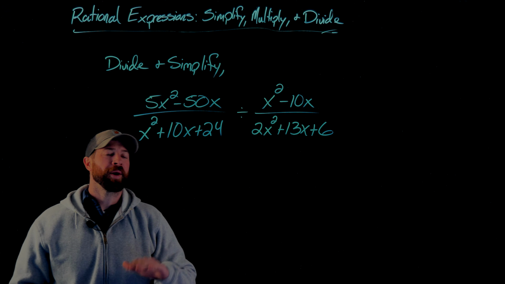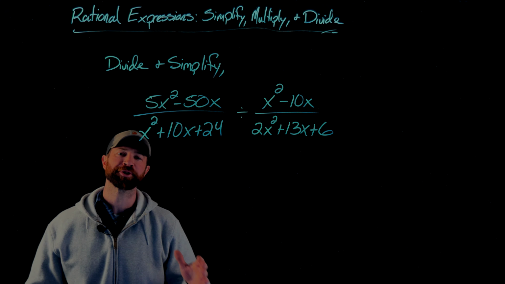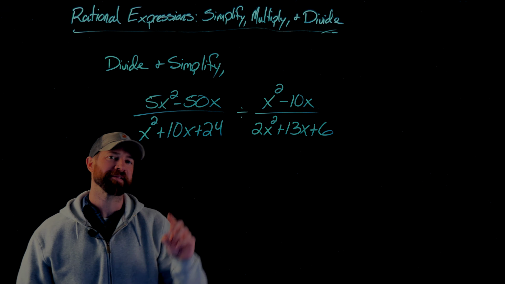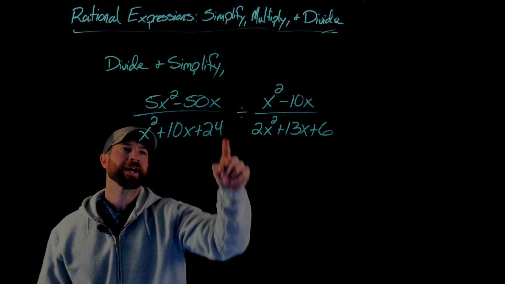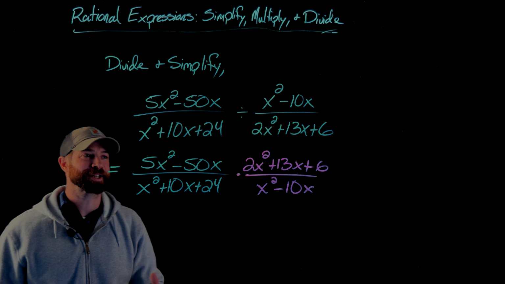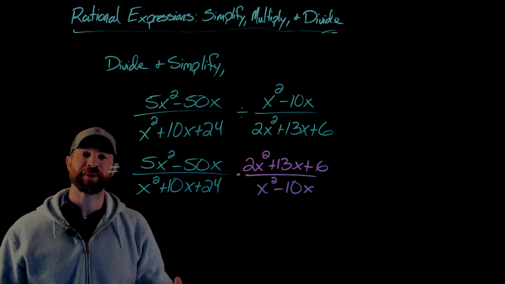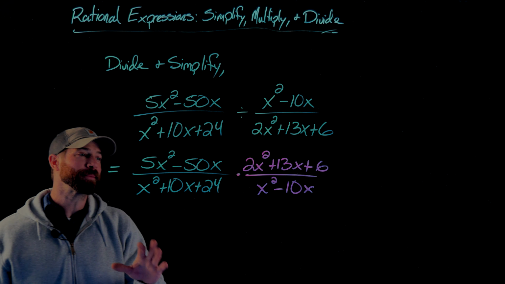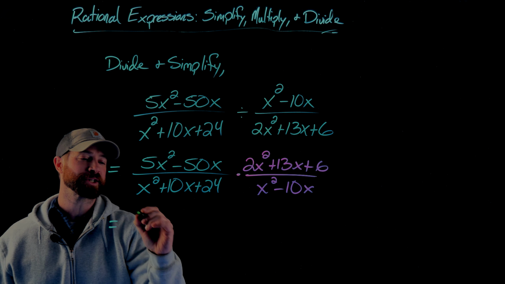All right, now for our last example, which is division. Division is almost identical to multiplication, except for the one caveat that we need to flip the divisor, or take the reciprocal, and change this to multiplication. Now that I've flipped the second fraction and changed this to multiplication, I can simply implement the exact same strategy I just used. What I'm going to do is factor the numerator and denominator of this first expression right here.